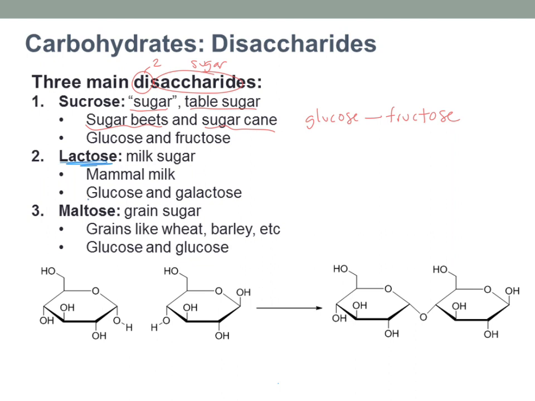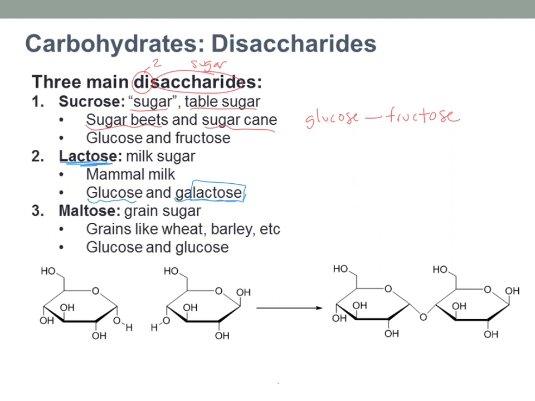And lactose is made out of a glucose attached to a galactose. And that's pretty easy to remember because galactose has the word lactose in it. And glucose is in everything, basically. It's the most common monosaccharide. So remembering that lactose has glucose and galactose in it should be hopefully not too terrible.